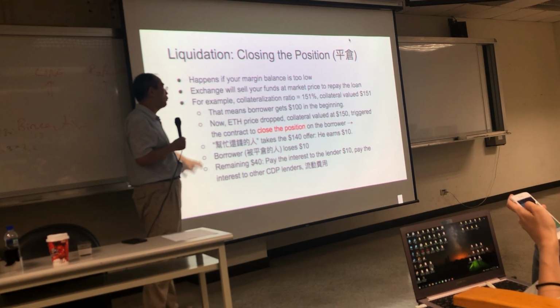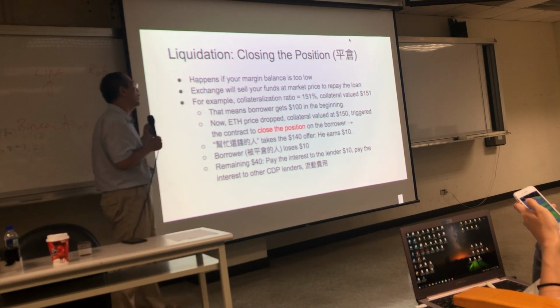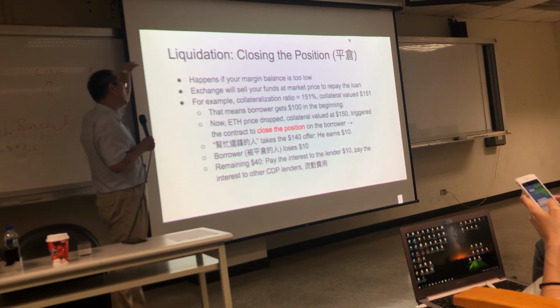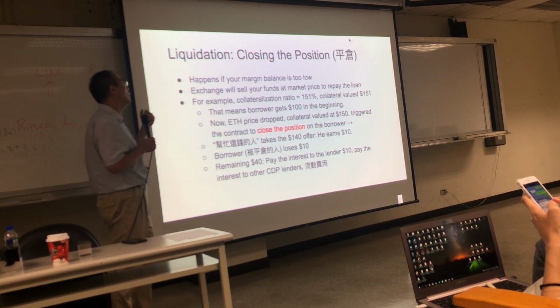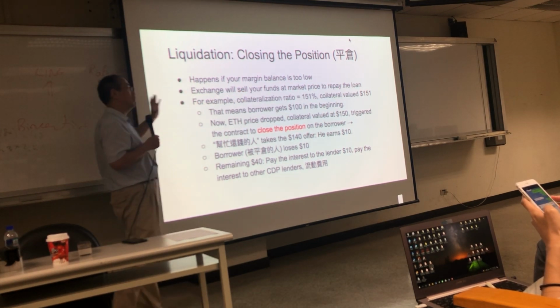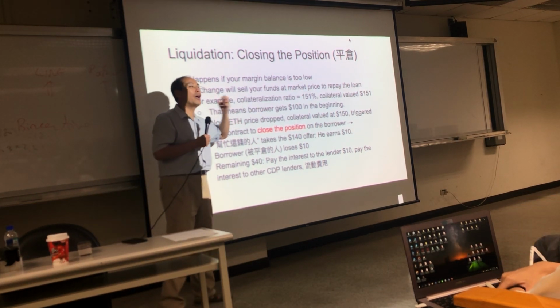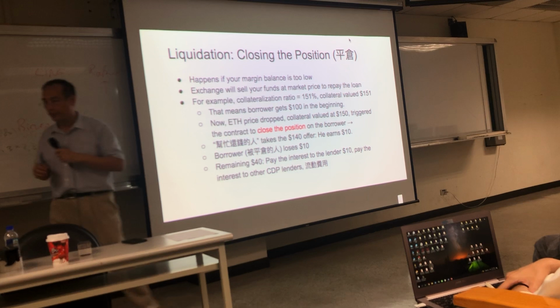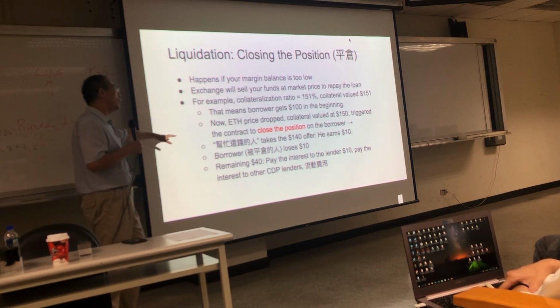But say my example is that the collateralization ratio is 151%, because I think 151 is easier for me to illustrate the case. So you put in $151 as collateral, and say the borrower gets $100 at the beginning, and then if the Ether price drops, the collateral value may trigger the contract to close the position.